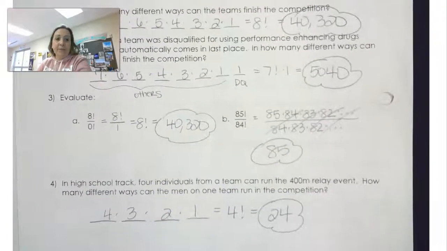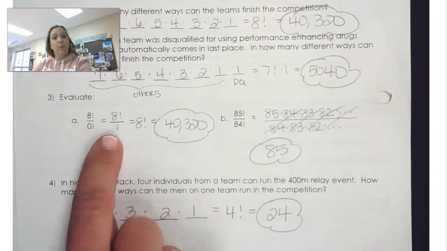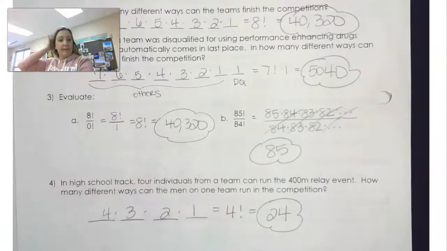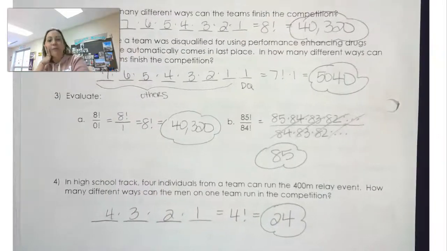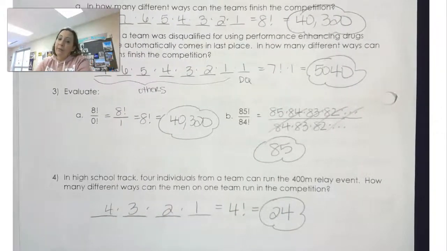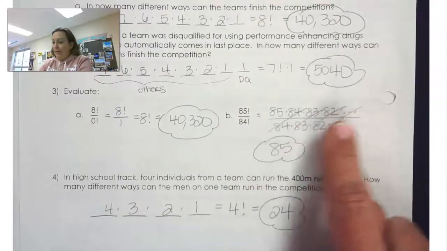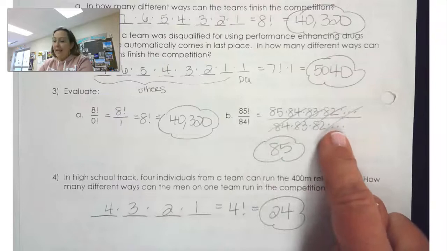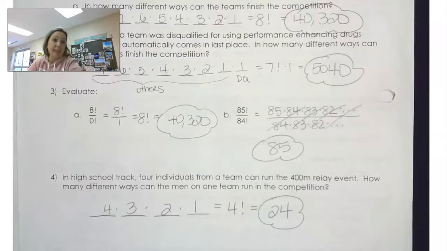In number 3, we have 8 factorial over 0 factorial. Instead of entering all of that in the calculator, I'm going to use the fact that 0 factorial is equal to 1. And then anything divided by 1 is itself. And I'm just going to enter 8 factorial in the calculator and get 40,320. Then in number 3b, I think about what 85 factorial means and what 84 factorial means. And everything cancels except for the 85. So my answer is 85.